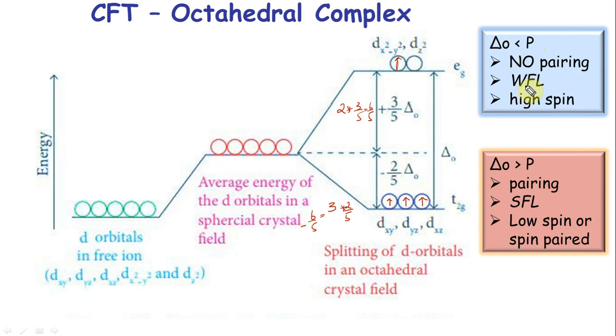This happens in a weak field ligand. We will see in detail what a weak field ligand is. If I had paired it, the number of single electrons would be 2. Because I didn't pair it, I have 4. So it is called a high spin complex.